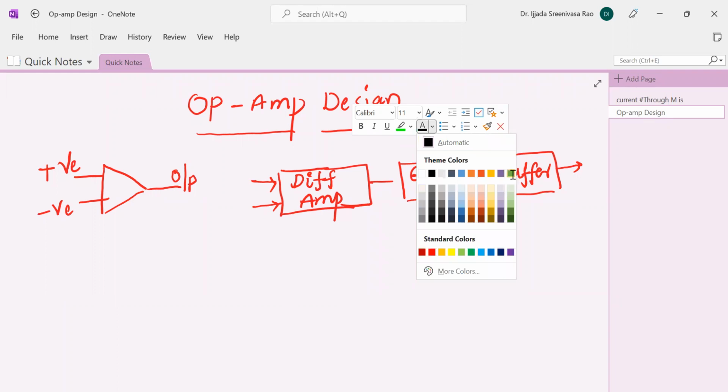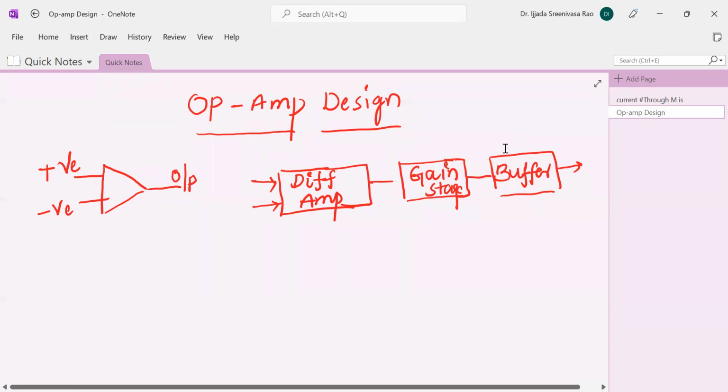Without this buffer stage, if you do not consider the buffer amplifier, then it becomes only an OTA. What is the OTA? Without the buffer, you can call it an operational transconductance amplifier. So it is called the OTA.